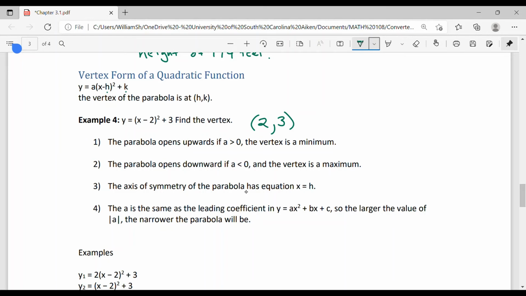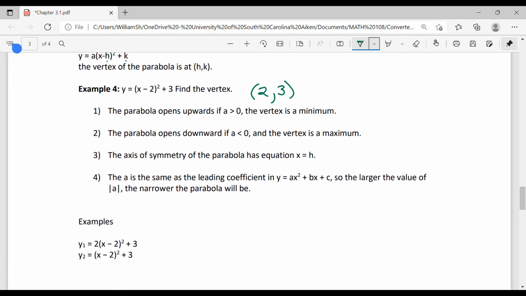And the a is the same thing as the leading coefficient in y equals ax squared plus bx plus c. So the larger the absolute value of a, the narrower the parabola will be.